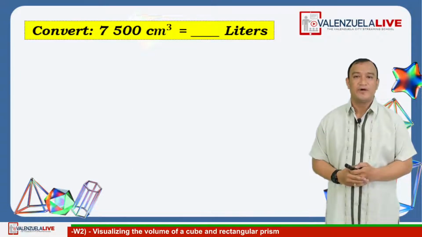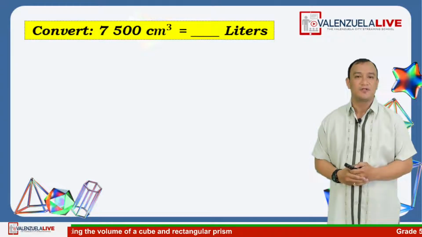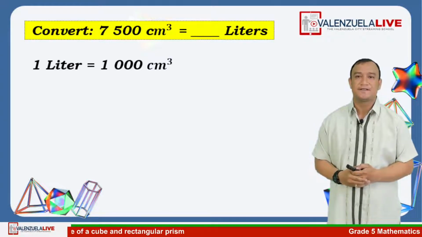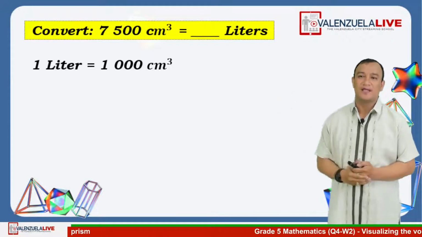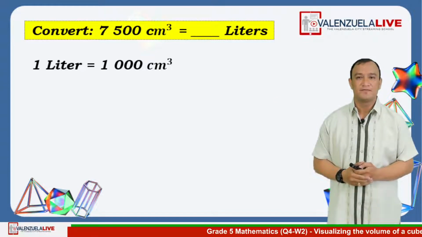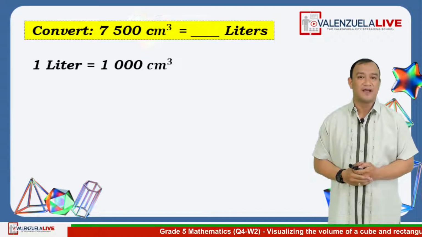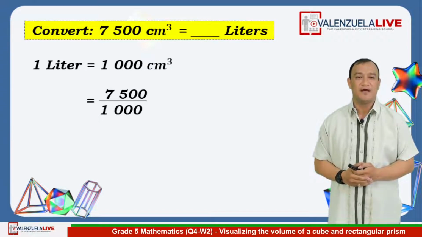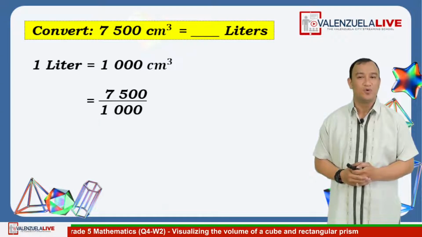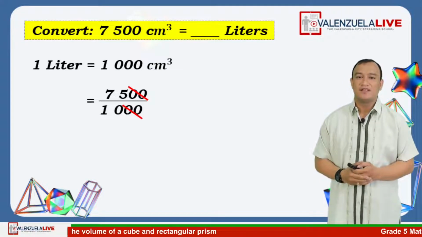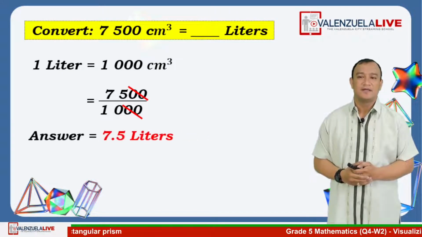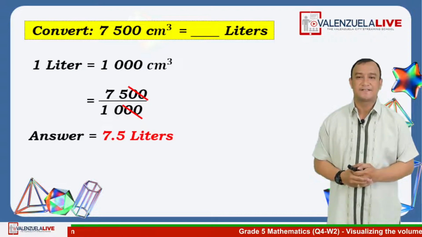Next, convert 7,500 cubic centimeters into liters. Again, 1 liter is equal to 1,000 cubic centimeters. In this case, let us divide the given 7,500 cubic centimeters into 1,000. The two zeros in the numerator and denominator will be cancelled out. Then, divide 75 by 10, and so the answer will be 7.5 liters.